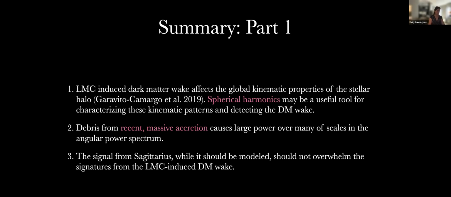So to summarize part 1 of my talk, the LMC is predicted to induce a dark matter wake in the Milky Way halo, and that this in turn will affect the stellar halo. And we could potentially use spherical harmonics as a tool for disentangling and characterizing kinematic variation in the Milky Way halo. We know that debris from recent massive accretion can cause large power over large spatial scales, similar at least in magnitude to what we expect from the LMC.